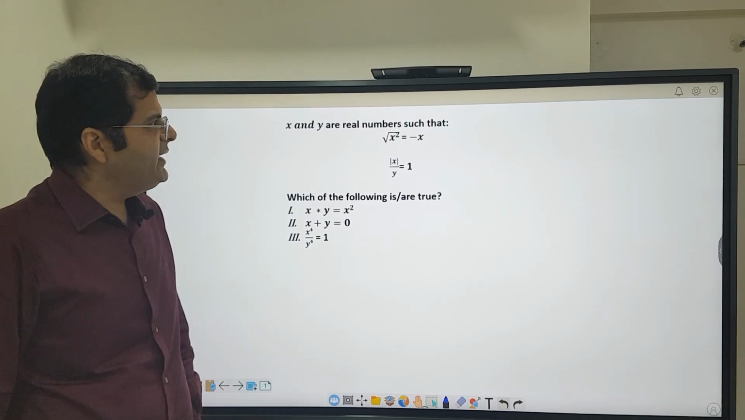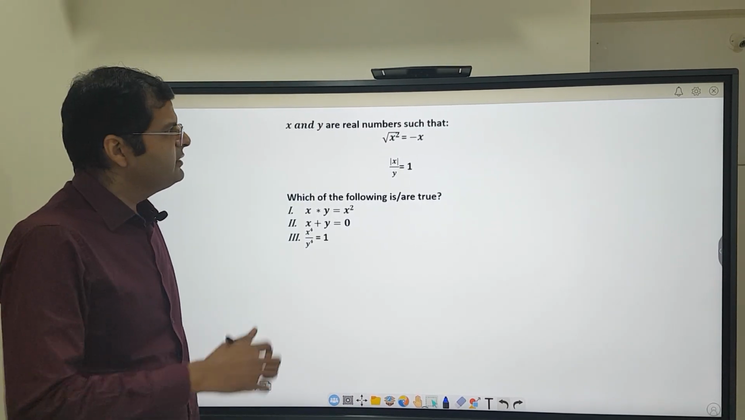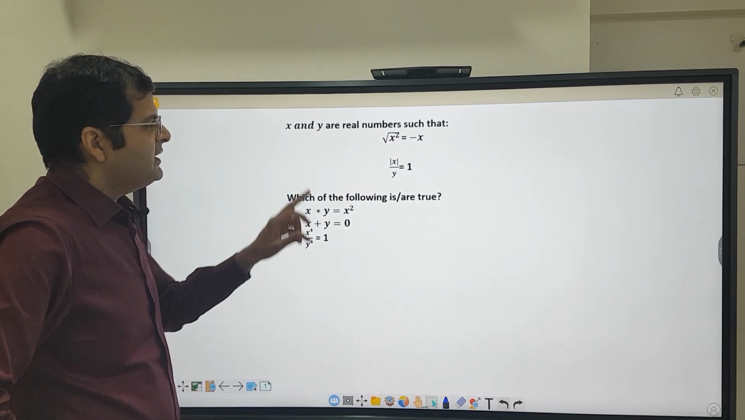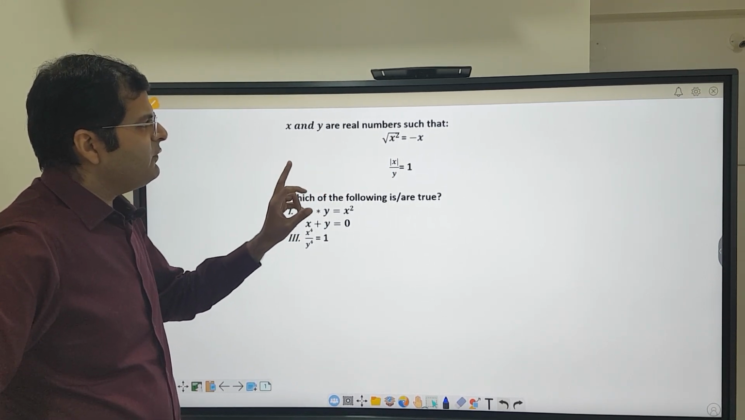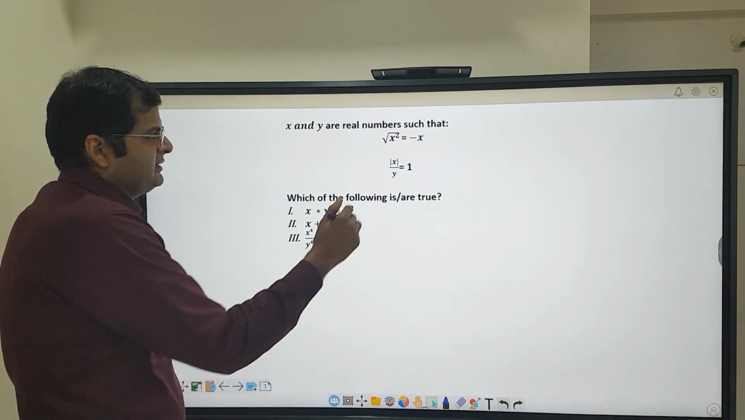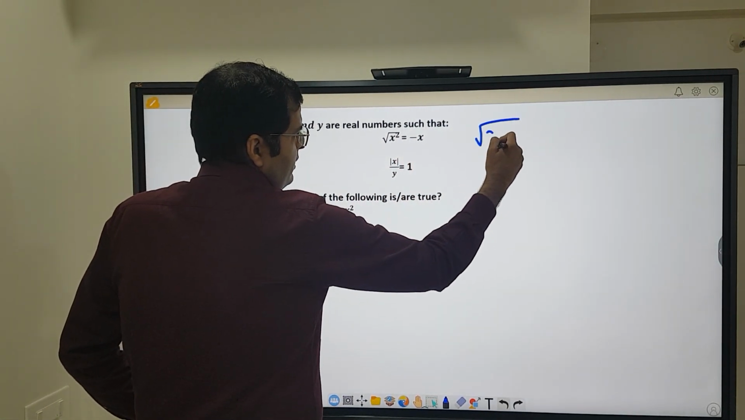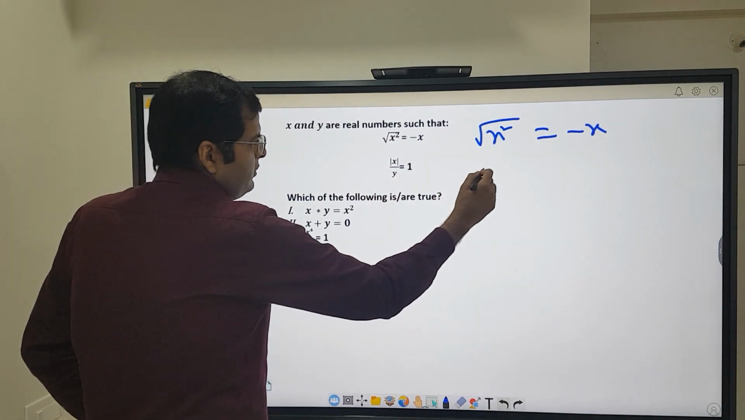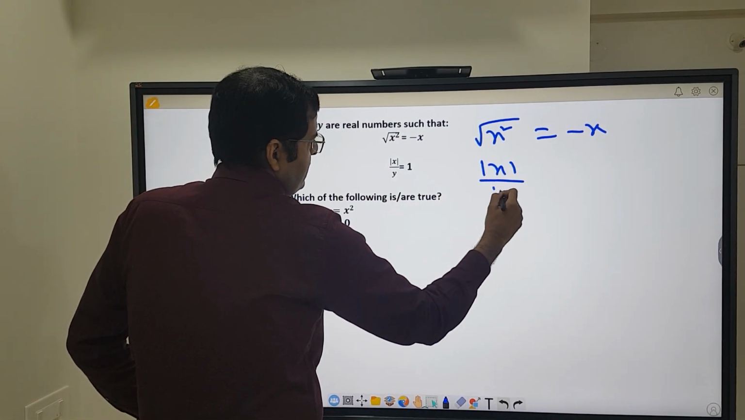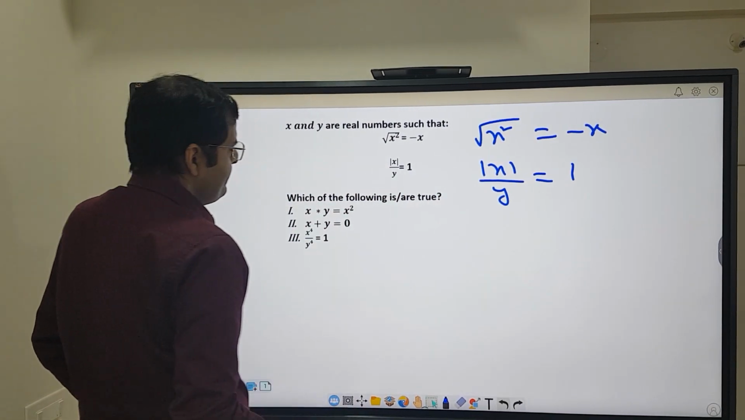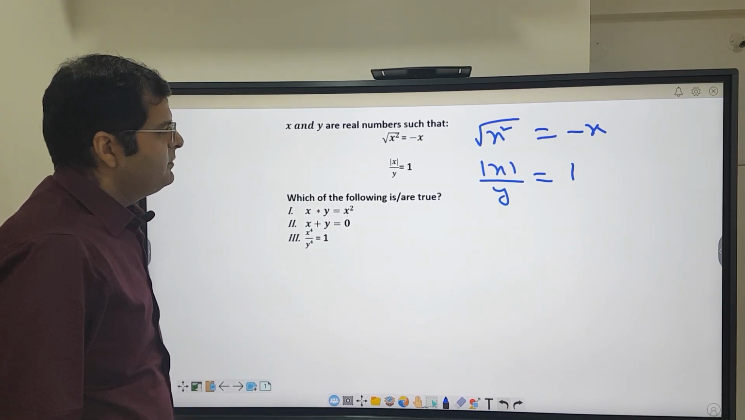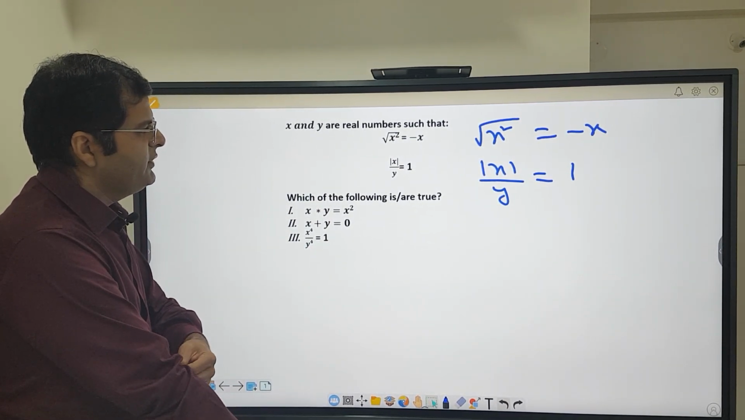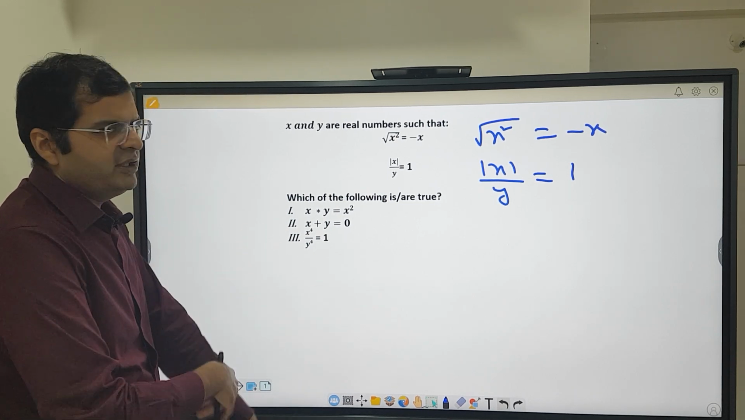Okay, so this is the 28th question of the number theory chapter. The question says x and y are real numbers such that square root of x square is minus x. Also, mod of x upon y is given to be 1. Now which of the following is true? There are three things mentioned. We have to figure out which of them are true. One or more than one can be true also.